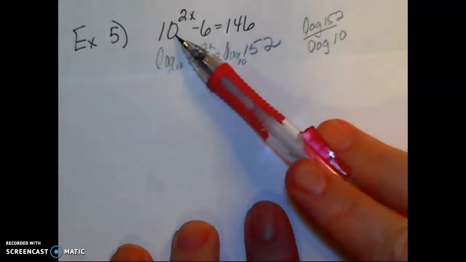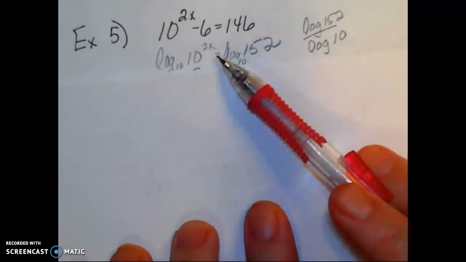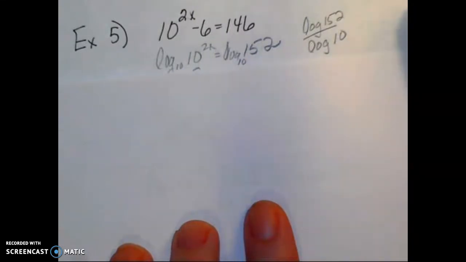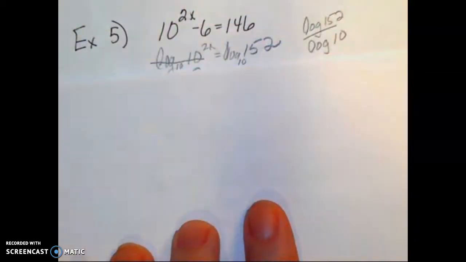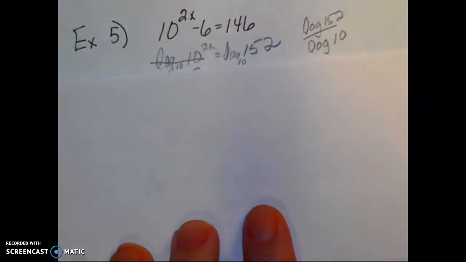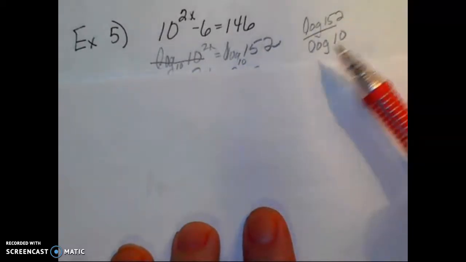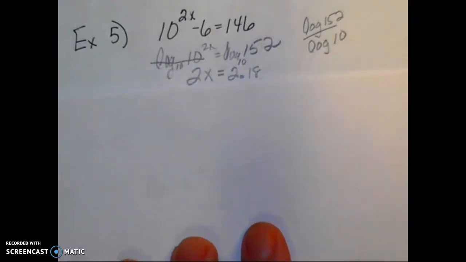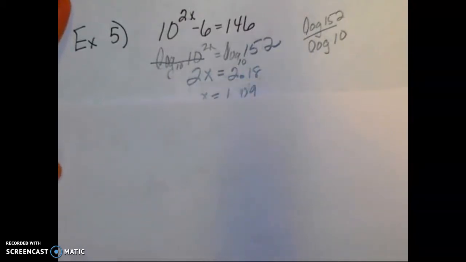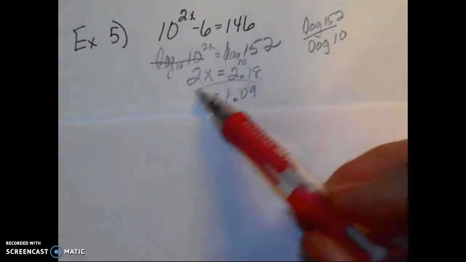And then to get rid of the 10 right here, you do log sub 10 of both sides. On the left side, it cancels, and you get 2x. On the right side, you're going to get a number. You can plug it into a calculator. Log 152 divided by log 10. When you do this math, you get 2.18. So on the left side is 2x, on the right side is 2.18. Okay, divide by 2 on both sides, and you get 1.09. And circle your answer because you're proud.